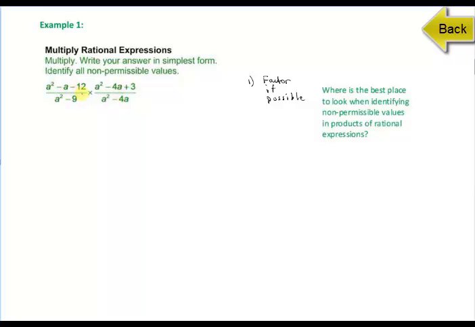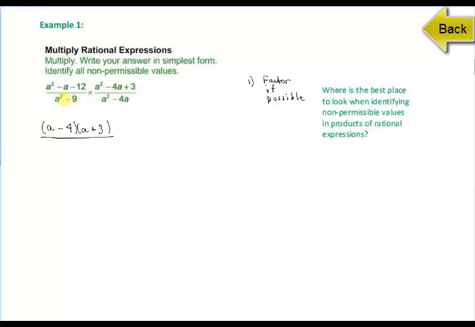Okay, so we'll take a look at our first numerator here. We have a squared minus a minus 12. It's a trinomial. We can factor that into two binomials. So we can factor a squared into a times a, and then the factors of 12 that will give me 1 will be 4 and 3. We want negative 1, so the 4 is going to be negative and the 3 is going to be positive. And you can check if you're correct. Negative 4 times positive 3 is negative 12, and negative 4 plus 3 is negative 1, so we know we're right.